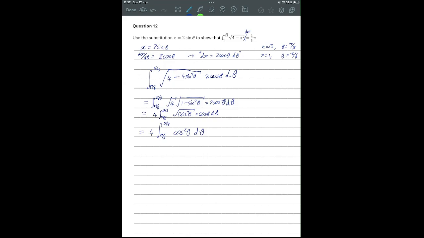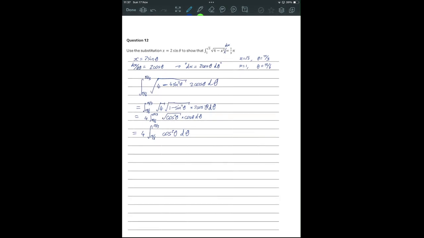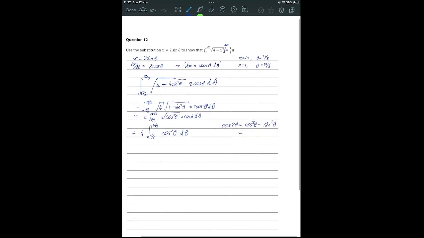Now, unfortunately, cos squared is not an easy integral yet. You can't just integrate that to some kind of sine squared. This needs a trick, and the trick is using the double angle formulas. So you'll either recall or look in your formula booklet that cos 2 theta is cos squared minus sine squared. I don't want the sine squared, so this is 2 cos squared minus 1, but I want the cos squared equals version, so cos squared equals a half, cos 2 theta plus 1.